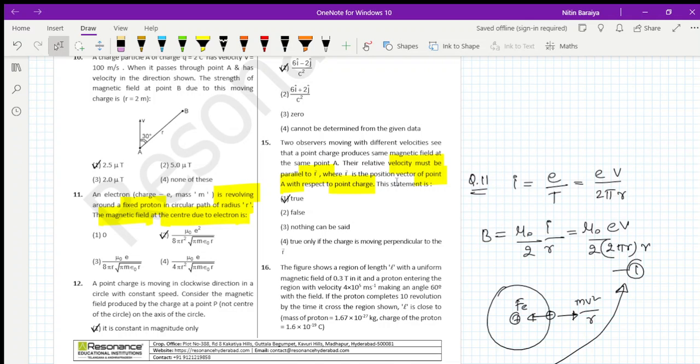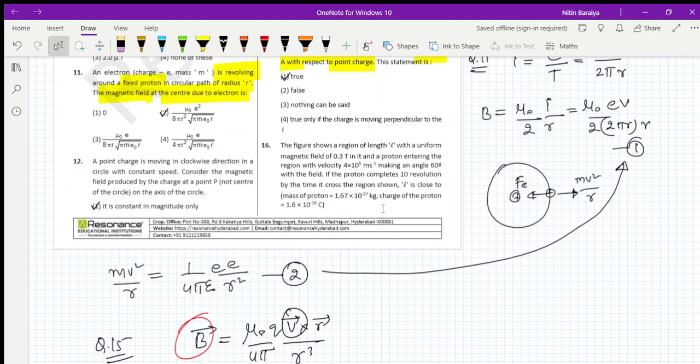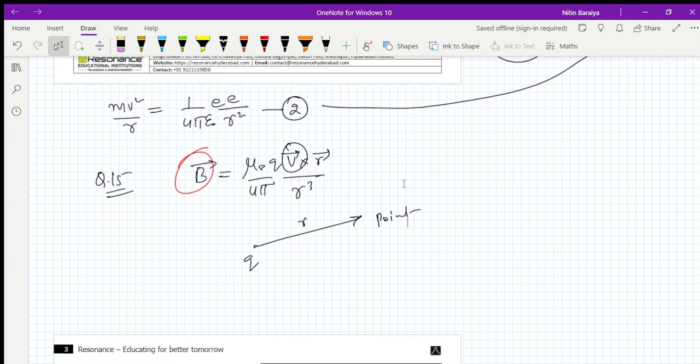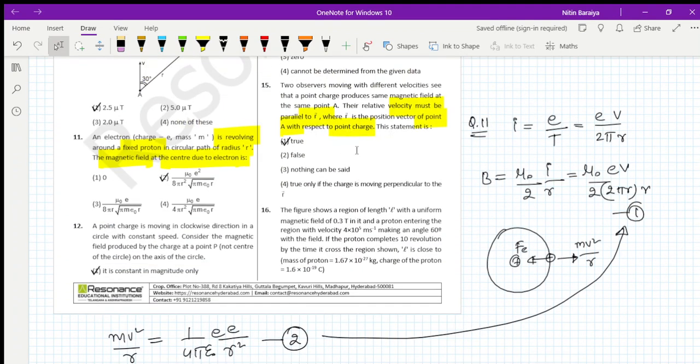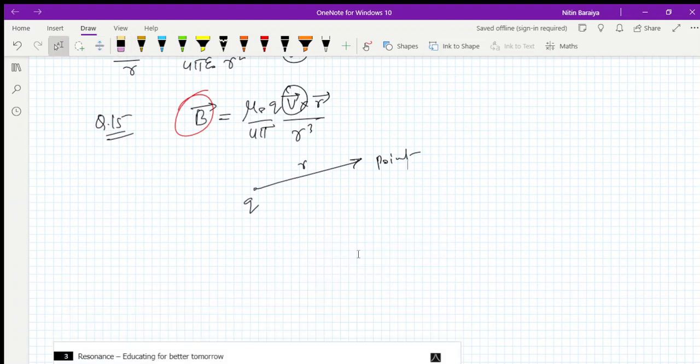And what is this r vector? It is the position vector of point A with respect to the point charge. Point A, where is the point A? There are observers only, right? Okay, fine. So let's say that this is a point charge Q, and this is the point, and the position vector of this point is this. Now there are two observers. They are saying that the relative velocity must be parallel to this r vector. Whether this statement is true or not, we have to figure out. Let's see how we do it over here.